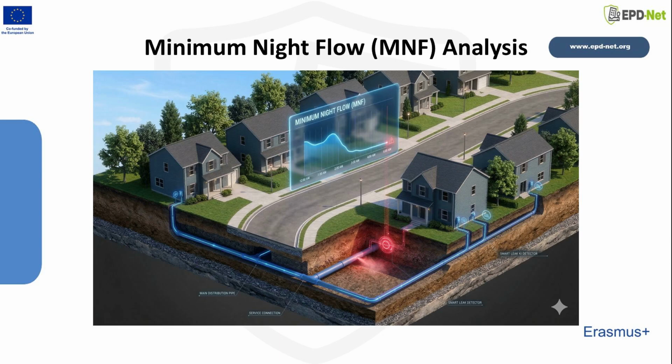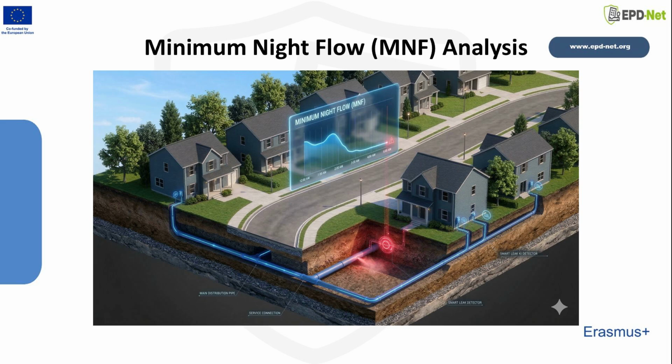Interpreting MNF results involves analyzing both absolute values and trends over time. Elevated or increasing minimum night flow levels often indicate the presence of leakage. By monitoring MNF patterns, utilities can detect potential leakage issues early and prioritize further investigation.